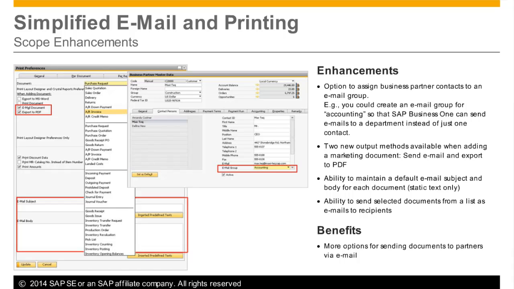Several round-off enhancements have been made in the area of email and printing. There is the option to assign business partner contacts to an email group. With this function, for example, you could create an email group for accounting so that SAP Business One can send emails to a department instead of just one contact. Two new output methods are available when adding a marketing document: send email and export to PDF. Default email subject and body can be defined for each document. Selected documents from a list are sent as emails to the proper recipients only.